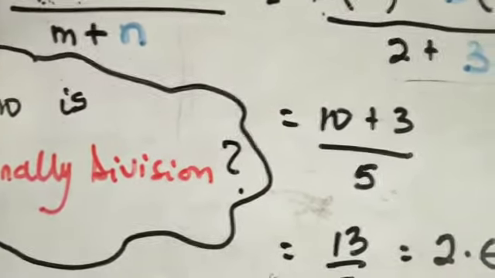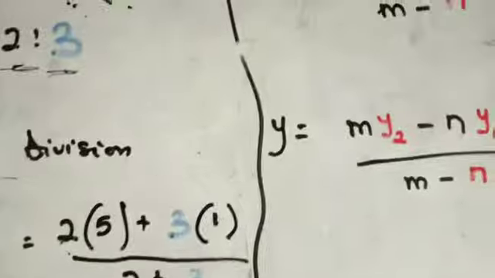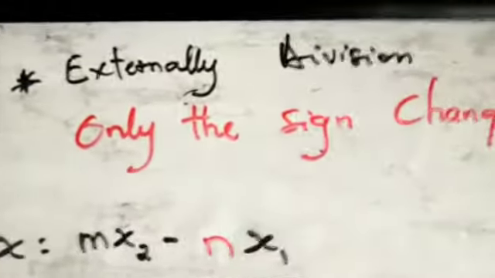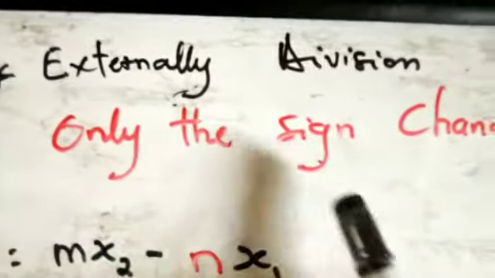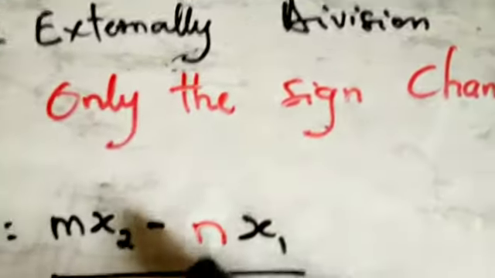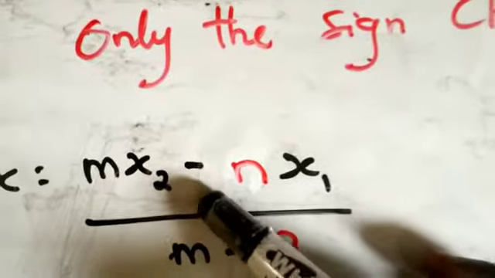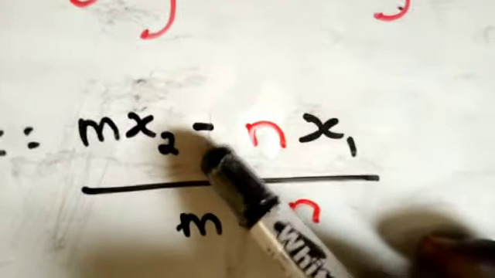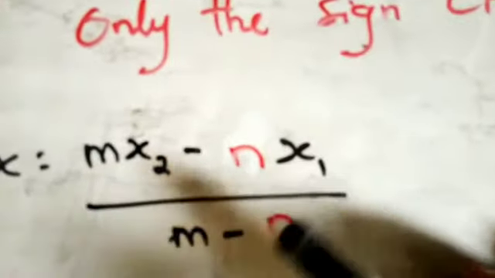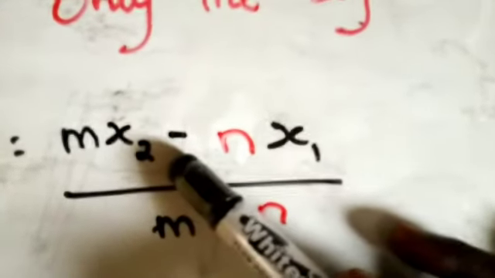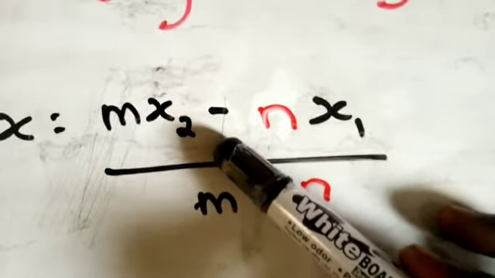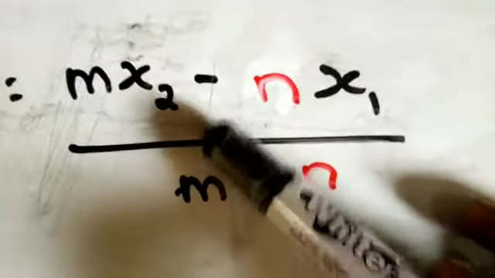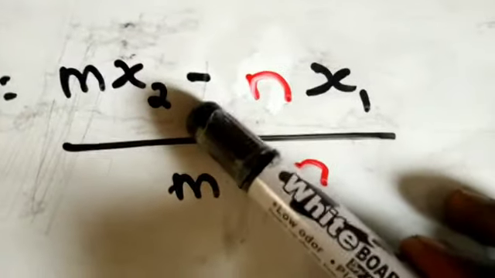Now let's look at the external division. The only thing that changes in the external division is the sign. Look at what I have here, only the sign changes, the sign in between. In the internal division, you have that to be positive. The external, meaning that you are going outside the line, so you are going to divide the line externally. So that should be a negative sign.